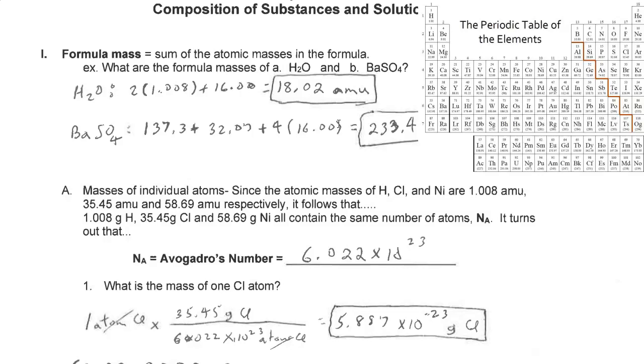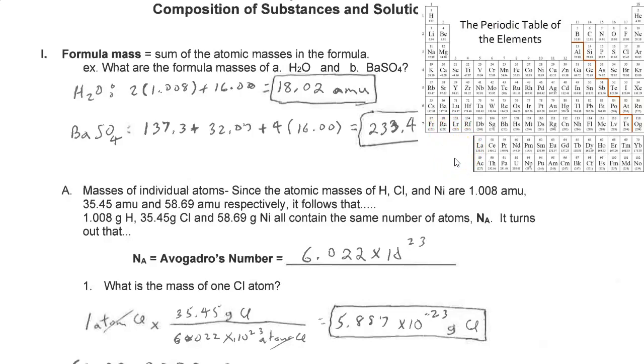All right, so how would I figure out the formula mass of barium sulfate? Well, I look up barium in the periodic table, and that's 137.3. I've got a sulfur here, that's 32.07. And I've got 4 oxygen atoms, each at 16 apiece. So 4 times 16, that's 64, plus another 32.07, plus 137.3. Looks like one place past the decimal when I'm adding here, so we round that to 233.4 AMU. And that's how you figure out the formula mass.